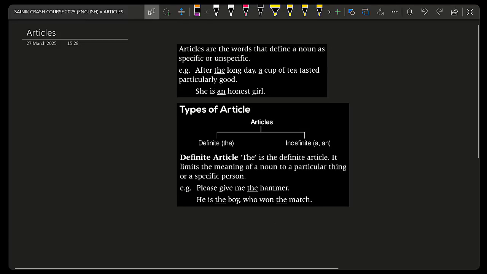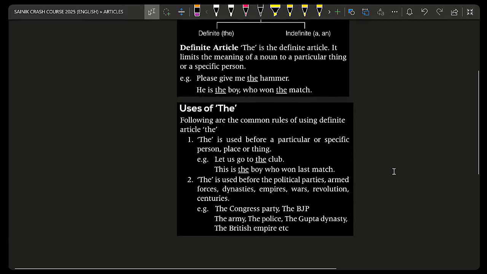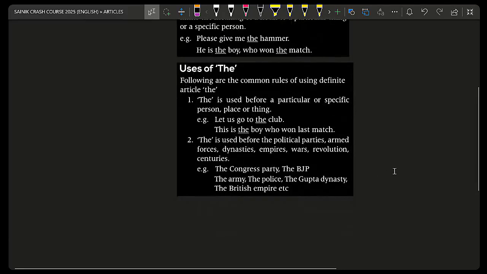Now uses of the article the. So when are you going to use the article the? Following are the common rules of using definite article the. The is used before a particular or specific person, place, or thing. It should be specific. There should be nothing like a common thing. Commonly it should not be used. There is a specific thing.